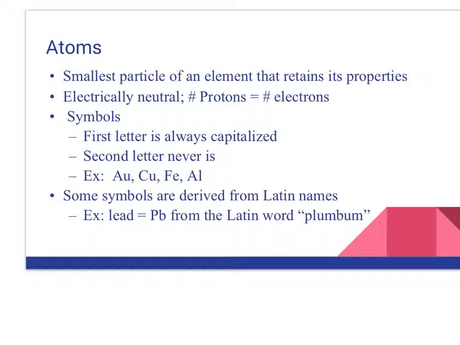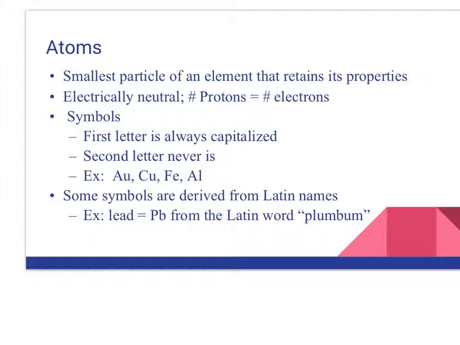And that when we symbolize atoms, such as the symbols we see on the periodic table, we must always capitalize the first letter in the symbol. And if our chemical symbol has a second letter, we never capitalize that letter. So we see some examples here, things like Au, Cu, Fe, Al. All of those symbols are symbols of various atoms, and we will see when we symbolize those atoms, the first letter is capitalized, the second letter is not.